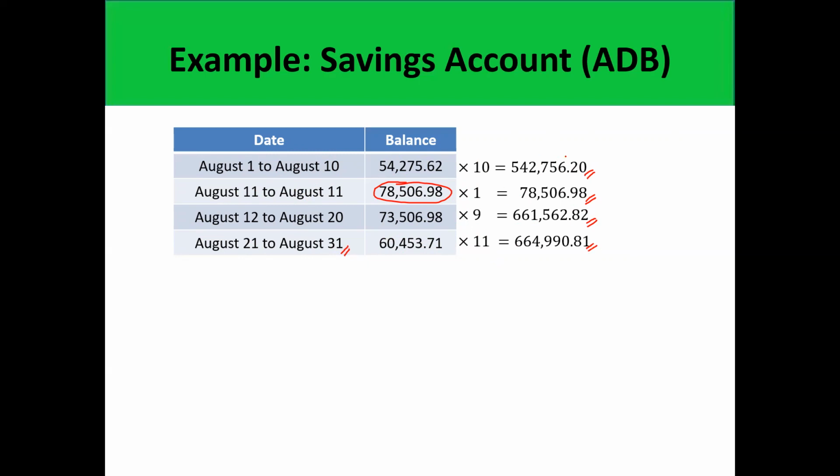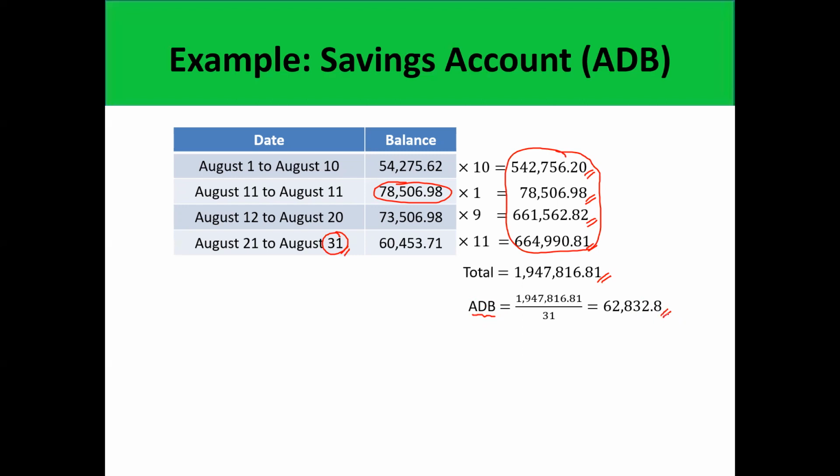And then all the products here must be added. So the total is as follows. And this total must be divided by the total number of days in the month of August, which is 31 days. So dividing that by 31, we get 62,832.8, which is the average daily balance. So this value is not really the actual amount in the account, but we know that the actual amount is 60,453.71. The average daily balance is what we use in order to compute for the interest earnings for the month of August.